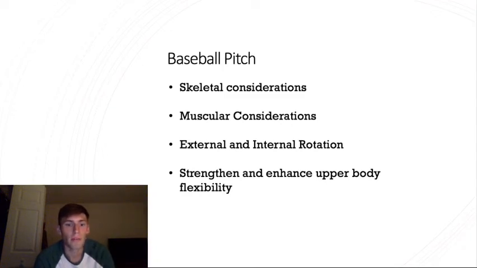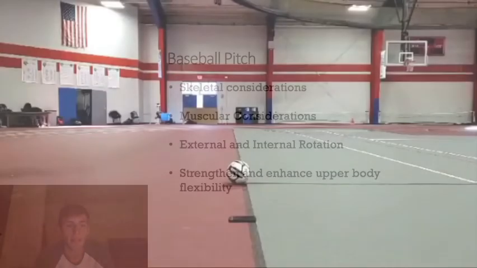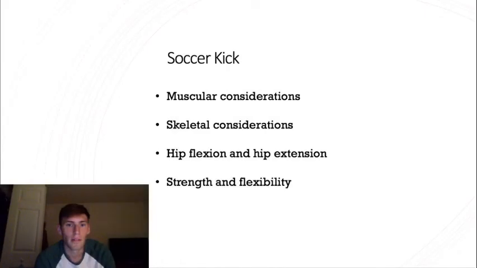So now we're going to move on to the soccer kick. All right, so the soccer kick. Some muscular considerations. The quads are used to extend the knee and flex the hip. And the hamstrings do the opposite, so they extend the hip and flex the knee. They're also used to decelerate your legs so you don't end up injuring yourself by over hyperextending. And your glutes rotate and extend the hip as well.